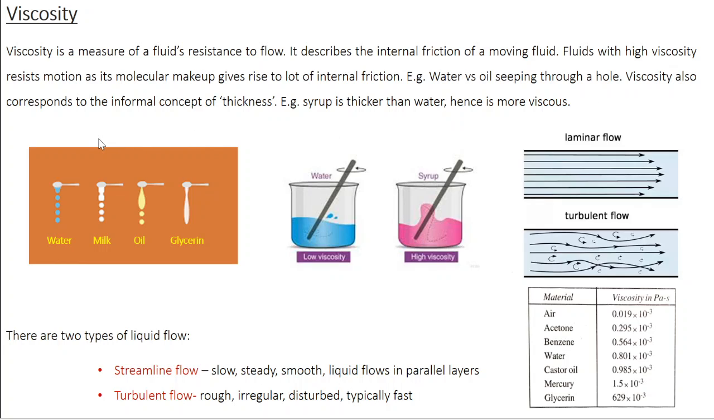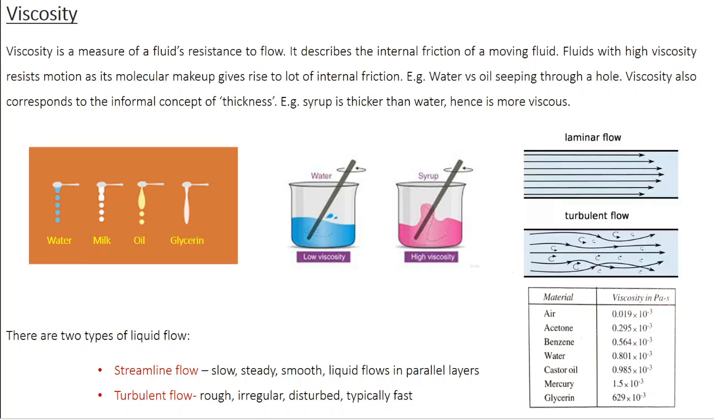Viscosity is also related to the informal concept of thickness of a fluid. If you take a beaker containing water and a beaker containing syrup, and you put a spoon inside and rotate in water, you can see that you are able to move the spoon freely. On the other hand, in the case of syrup, you are not able to move the spoon freely, because compared to water, syrup is much thicker, right? Here, thickness refers to viscosity. Syrup is thicker because syrup has higher viscosity compared to water.